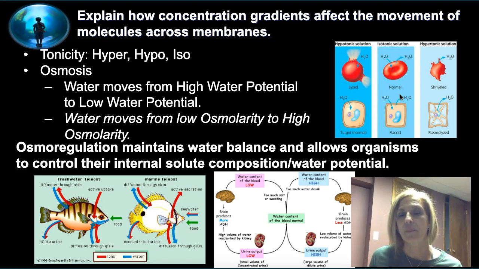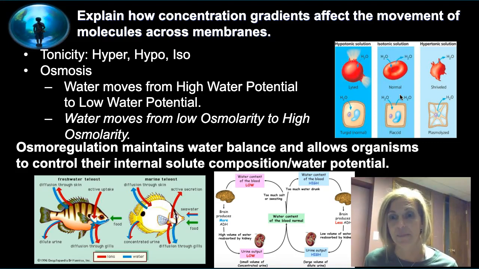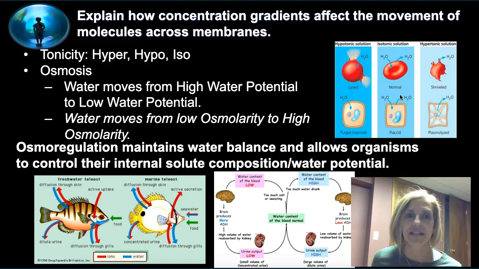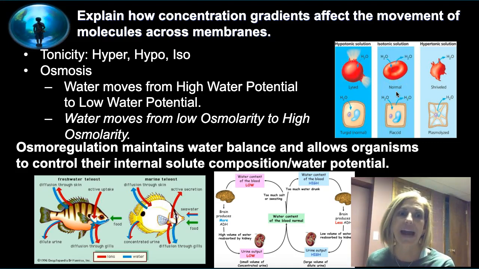When talking about the movement of molecules, talk about concentration gradients. When talking about water, talk about water potential. We know water moves from a high water potential to a low water potential. Another way of saying that exact same thing is to say water moves from low osmolarity to high osmolarity. Osmolarity is referring to the solute concentration, right? So if it has low solute, it has lots of water. Be able to talk about those two concepts. Practice when I'm done talking today.